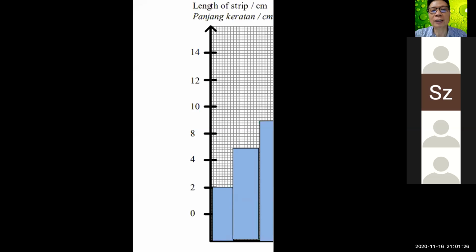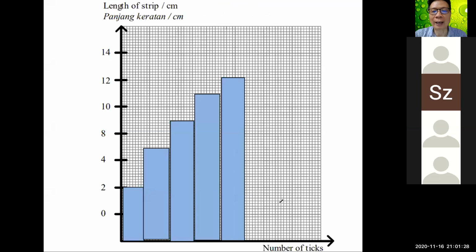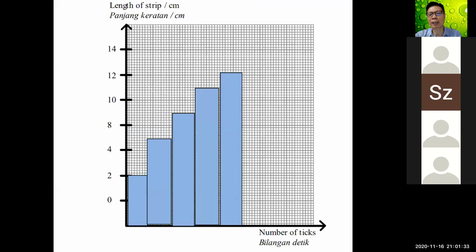Okay, finish. Before I ask you to show me, I show you first. You get something like this. You must label. This one 2 cm. This one 6 cm. This one 9 cm. This one 11. And the last one is 12 cm. So altogether you have 1, 2, 3, 4, 5, five strips.